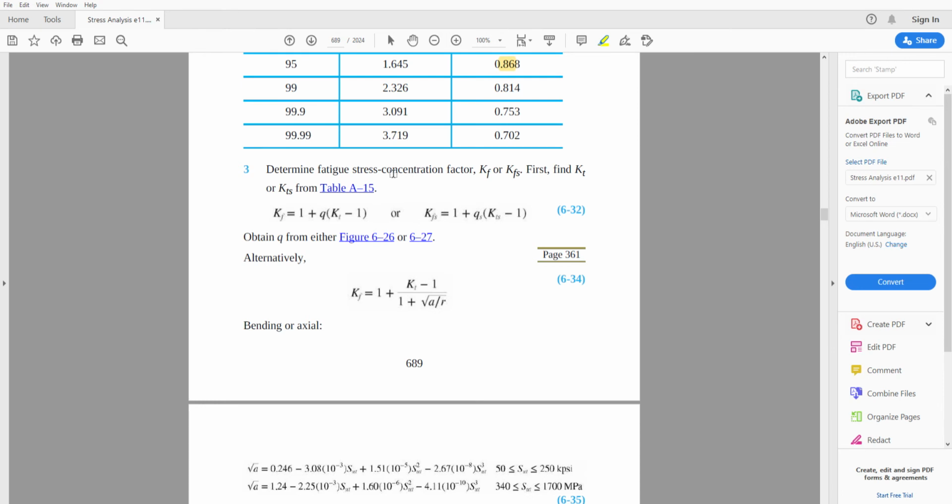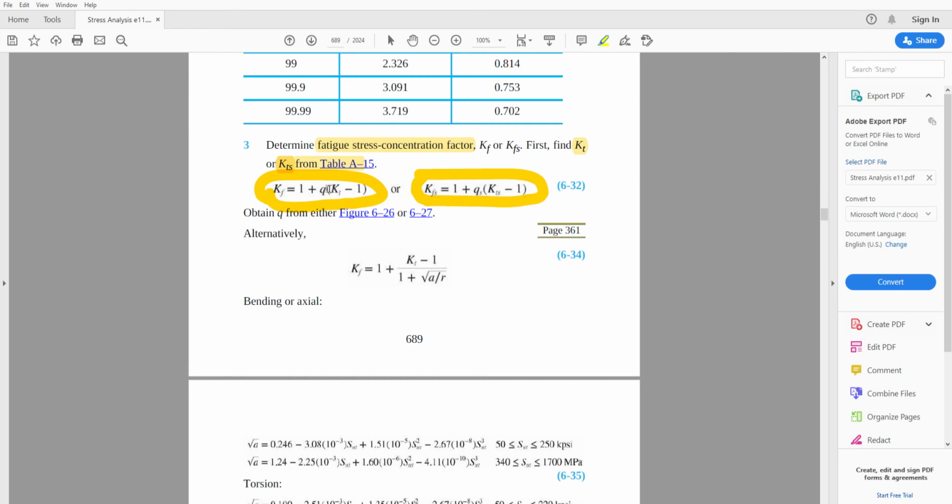So sometimes we're going to have stress concentrations, right? So for the fatigue stress concentration factor, Kf or Kfs, Kfs is the fatigue stress concentration factor in shear, right? We need to find Kt or Kts first from table A15, right? Kt is the stress concentration factor and Kts is the stress concentration factor in shear. We need to find these two first and use this equation. If the piece is experiencing shear, use Kfs.